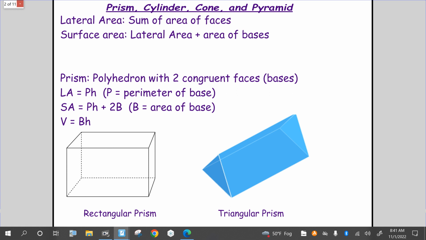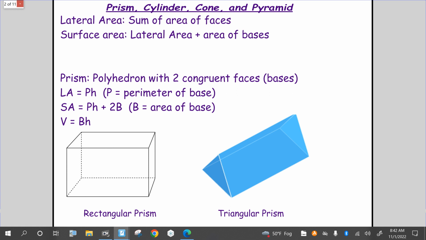So with a prism, it is a polyhedron with two congruent faces, and those faces are called bases, but also the faces are parallel to each other. So in a rectangular prism, I usually just pick out the top and the bottom because it really doesn't matter. You could flip the figure and you could have different parts, but when you see a rectangular prism, consider the top and bottom to be the faces. Okay?